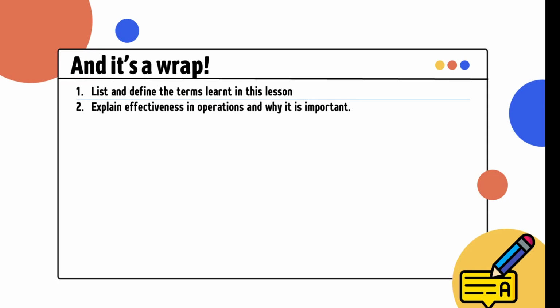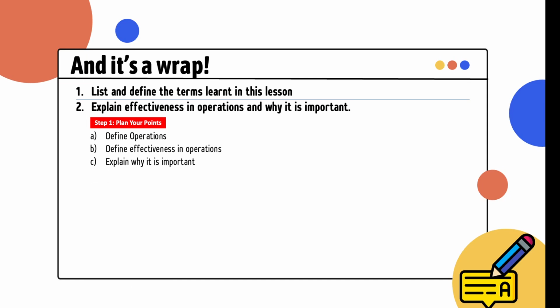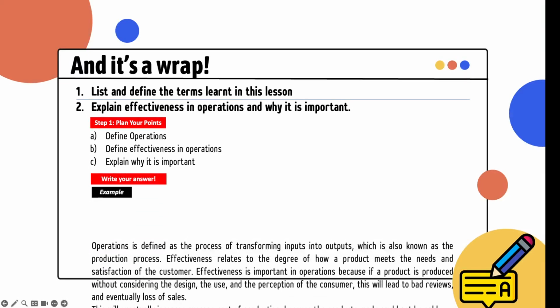Right. For question two, explain effectiveness in operations and why it is important. So, how do you answer this question? First thing to do is to plan your points. There are a few parts to this question where it talks about explain, effectiveness, operations, and importance, right? So, you want to talk about defining operations a little bit and then talk about how effectiveness is important in operations, and then basically conclude. Okay, I'll show you an example of how to answer this question.